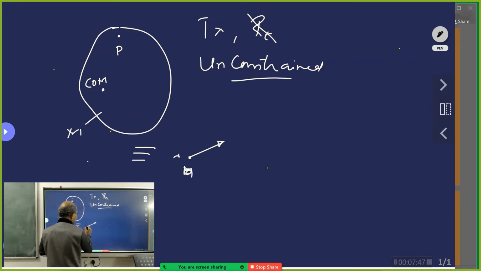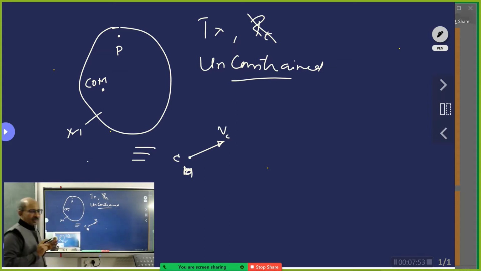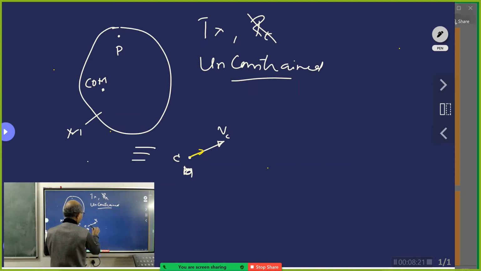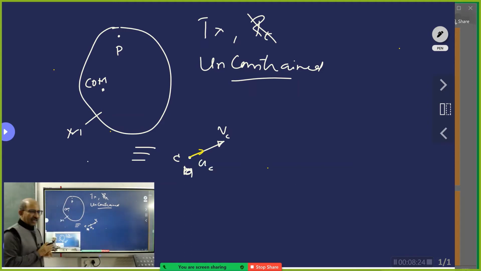Here I will use the letter C for the center of mass, and I will use the notation VC. And supposing you apply force to this body, what happens? It will accelerate. How will you represent it? You will take F by M and you will get the acceleration vector, and you will attach it to the center of mass. This is precisely how you represent it.